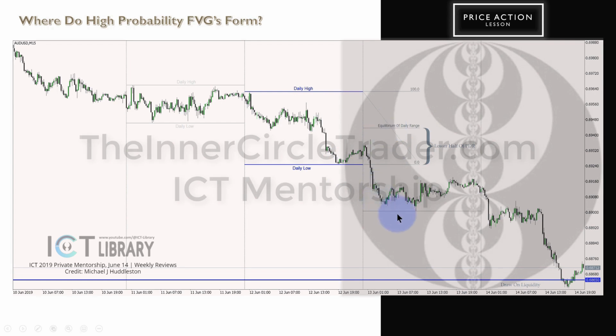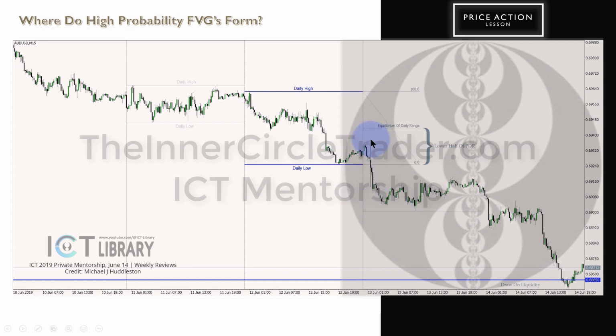You want to be seeing a fair value gap form in the lower half of the previous day's range. That's what's showing here, okay? So now, why is that important? IPTA will not want to go back above the previous day's midpoint, or equilibrium, once price sweeps below the low, like it does on the 13th.